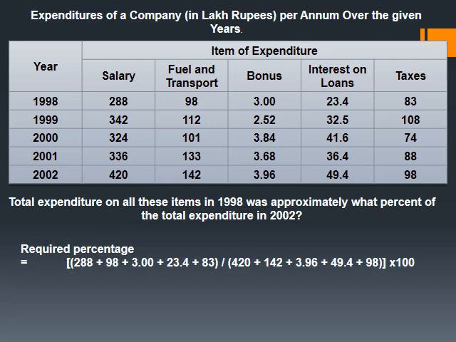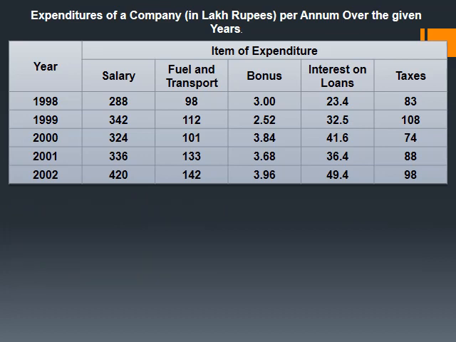So we see record percentage. We are adding the numbers in 1998. Salary is 288, fuel and transport is 98, bonus is 3, interest on loans is 23.4 and taxes is 83. So add all this, divide by the numbers in 2002, that is 420, 142, 3.96, 49.4 and 98. We get a number, multiply that by 100 to get the percentage, and that is 69.45, very close to that number.